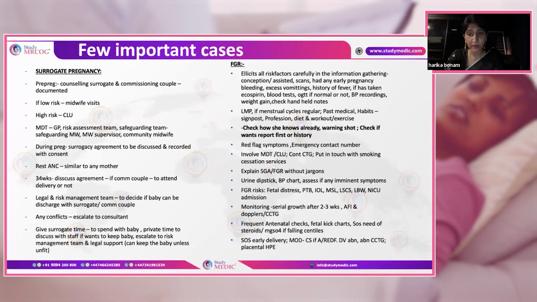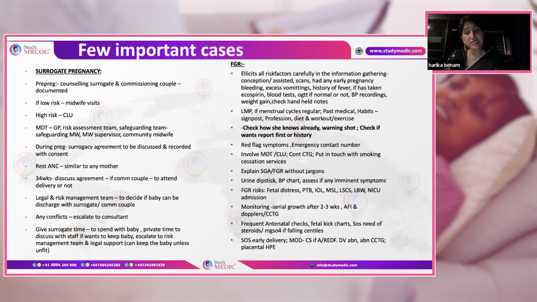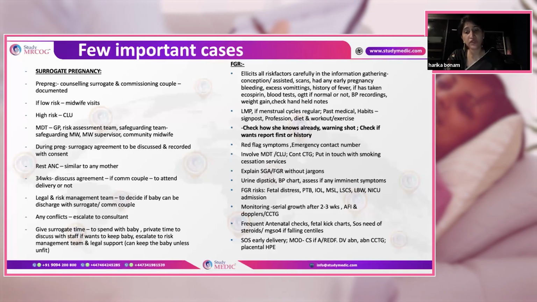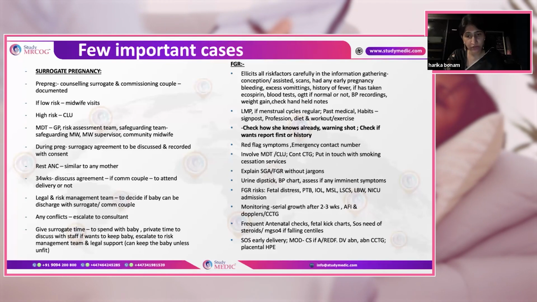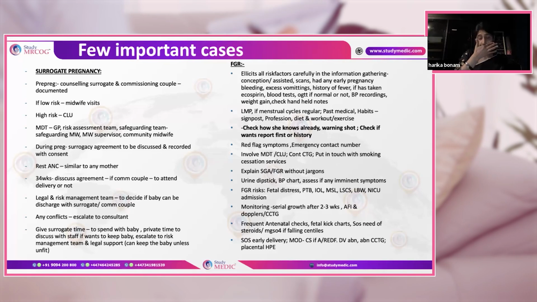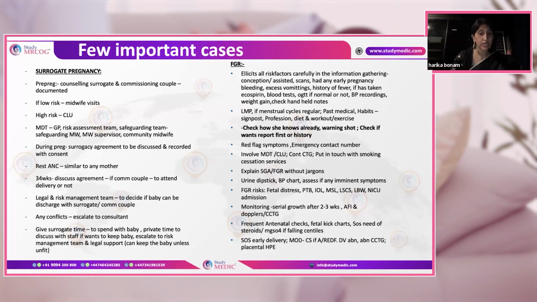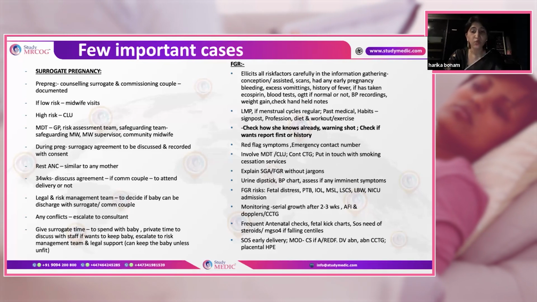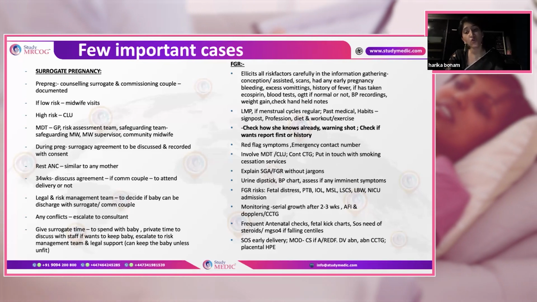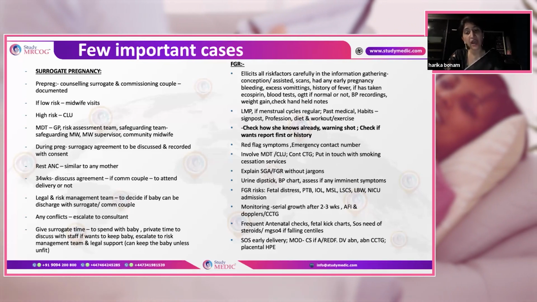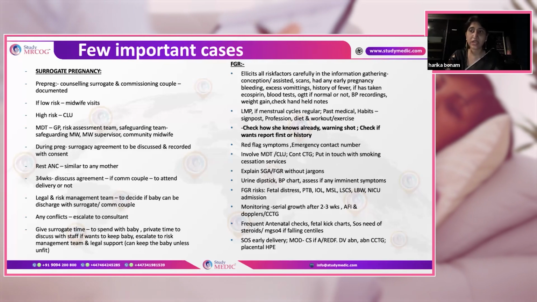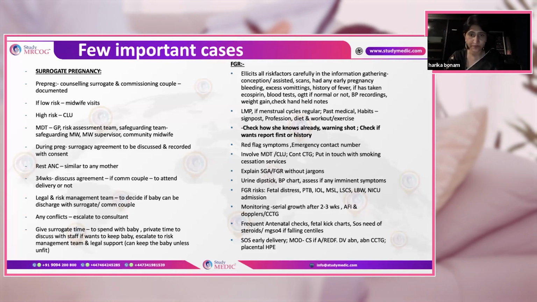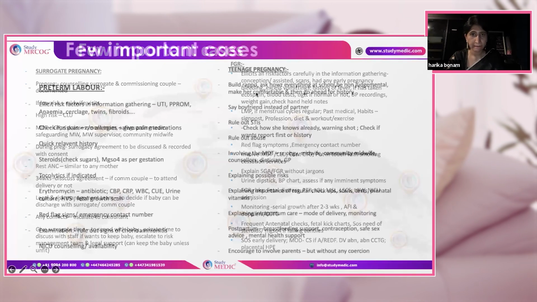FGR risks, you have to explain what can happen, and monitoring the baby with fetal surveillance, serial growth scans. You have to talk about frequent antenatal checkups and the need of checking the daily fetal kick count. In case of need, early delivery, steroids and magnesium sulfate. And what is the mode of delivery? When are you going to do cesarean section? And after the delivery, the placenta has to be sent for the histopathology examination.